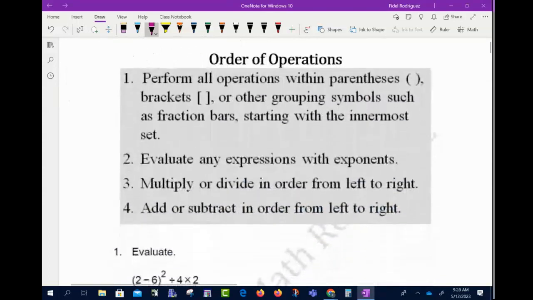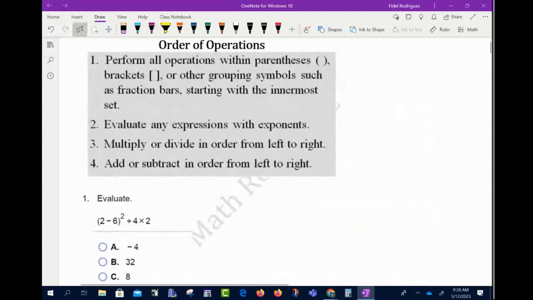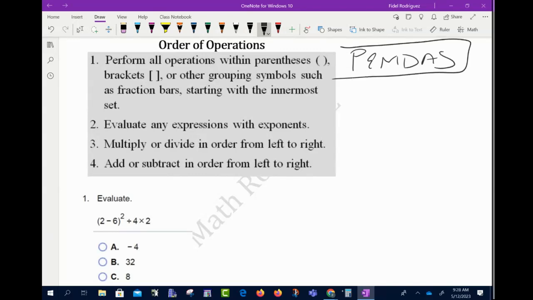All right. So, guys, do you remember this? Maybe you do, maybe you don't. Order of operations. Did anybody ever learn order of operations like this? PEMDAS, right? A lot of us learned order of operations like this, PEMDAS. Guys, this is the way I learned it too. There are some good things about it, and some bad things about it.